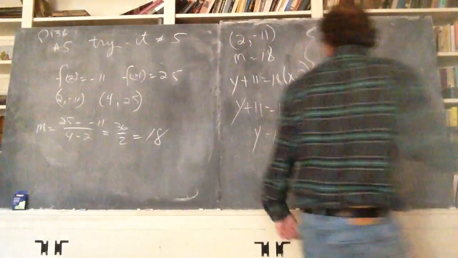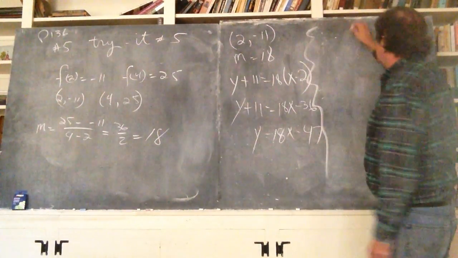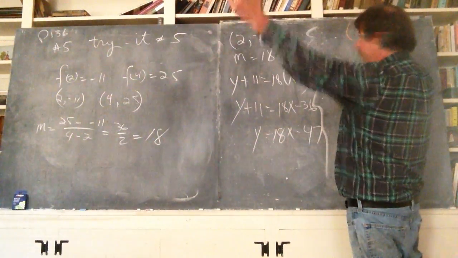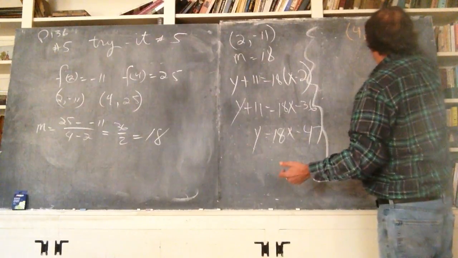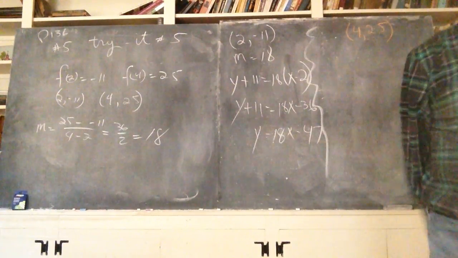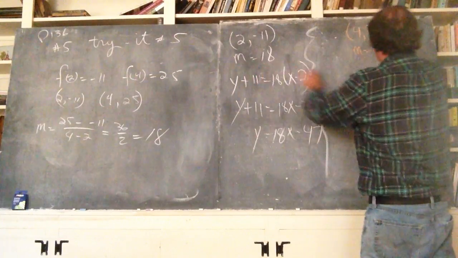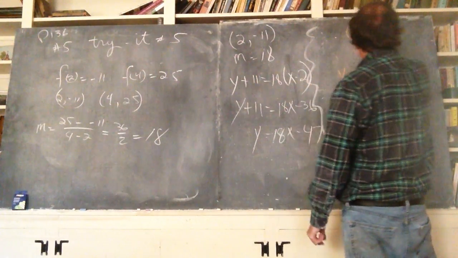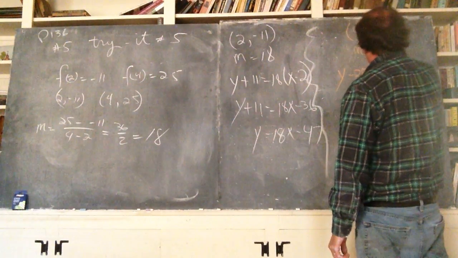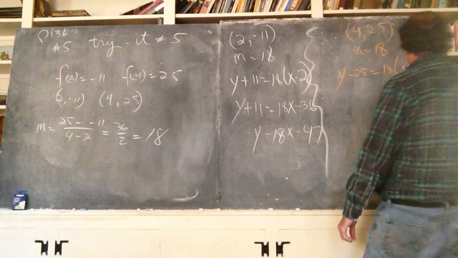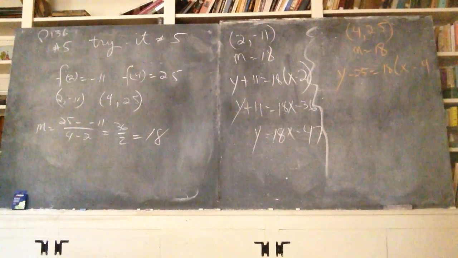Let's do it with orange. And so here I'm going to use the point 4, 25. Sounds like a time of day. I'm going to use the point 4, 25, and the slope of 18. And y minus 25 equals 18 times x minus 4. Hope you're with me. Everybody understand?